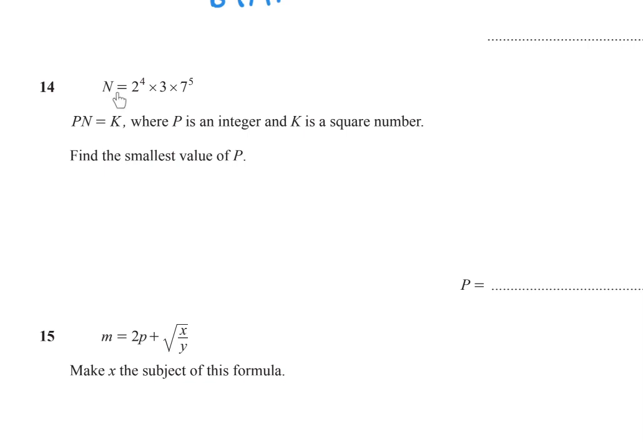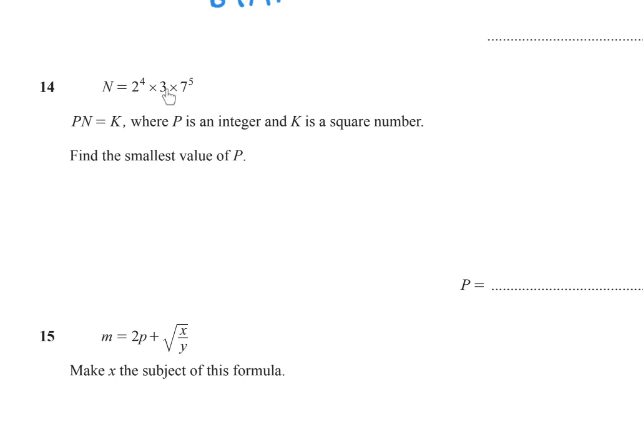14. n equals 2 power 4 multiply 3 multiply 7 power 5. bn equals k, where b is an integer and k is a square number. Find the smallest value of b. n will be a square number if the power of each factor is even.